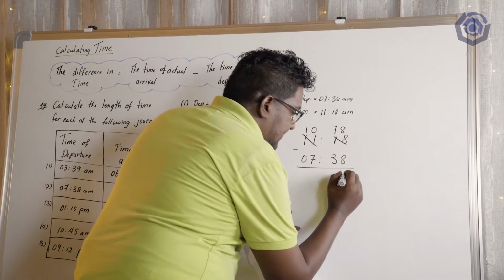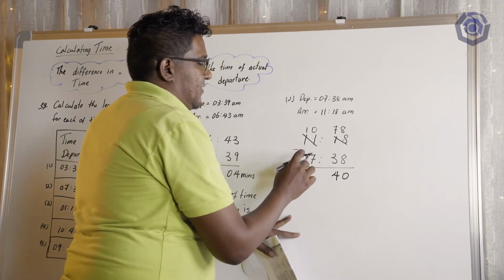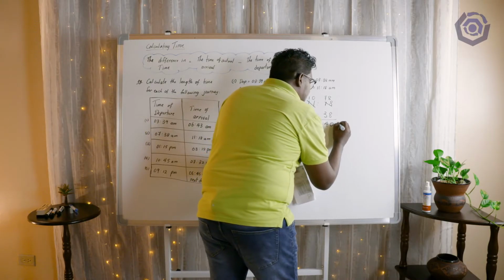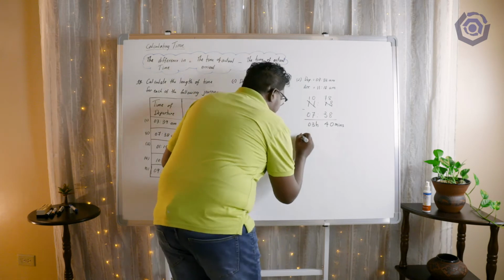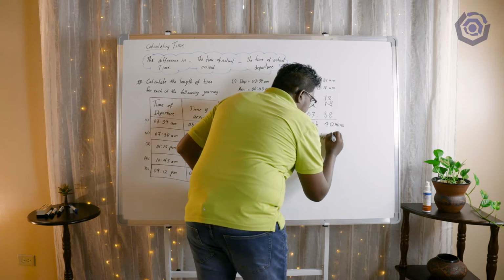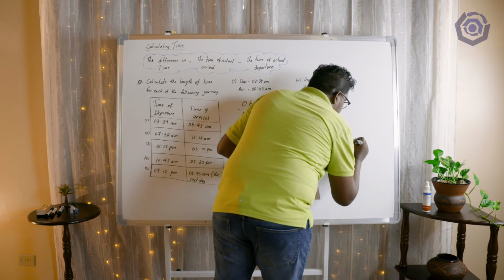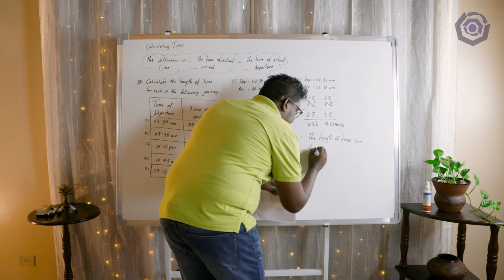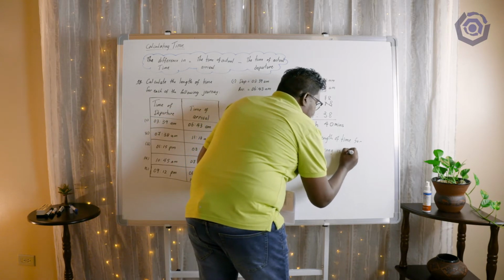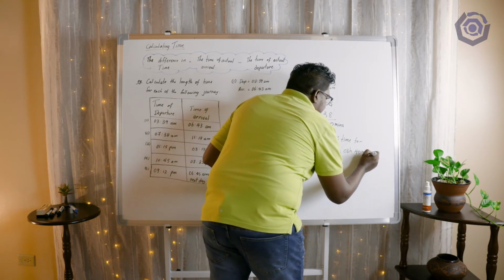So 8 from 8 is 0, 3 from 7 is 4, and then you have 7 from 10 is going to give me 3. So this is 3 hours and 40 minutes. Therefore, the length of time for the journey is 3 hours and 40 minutes.